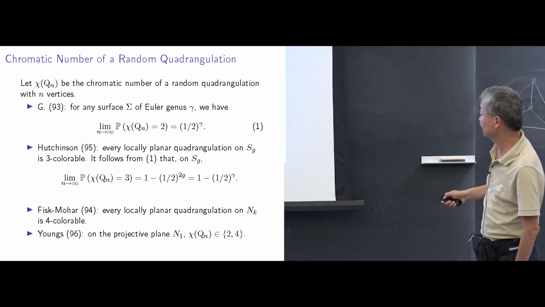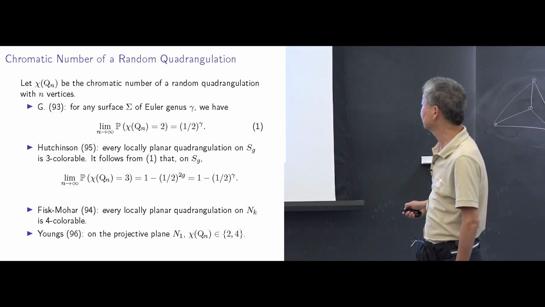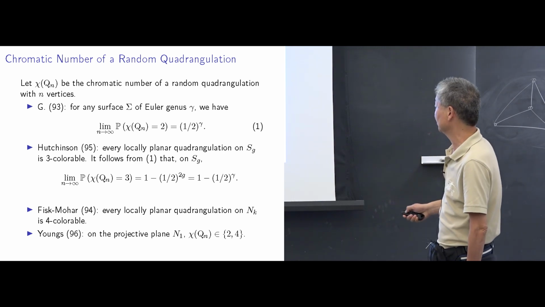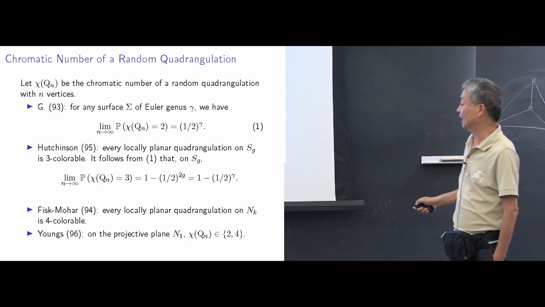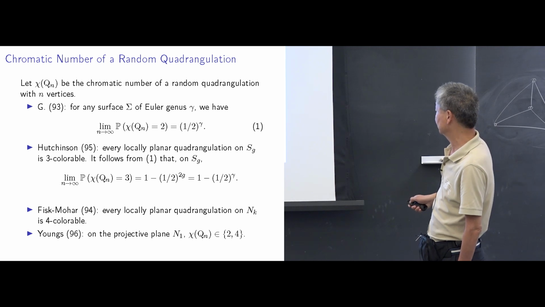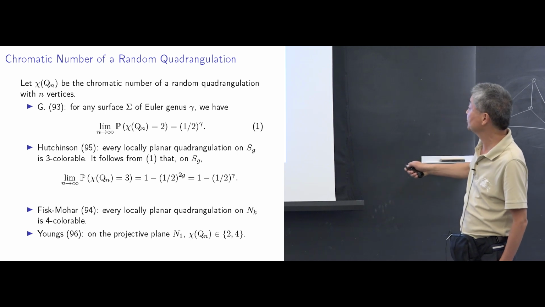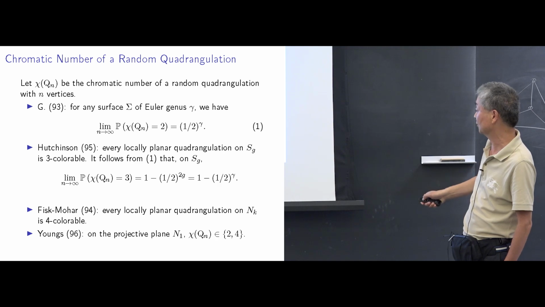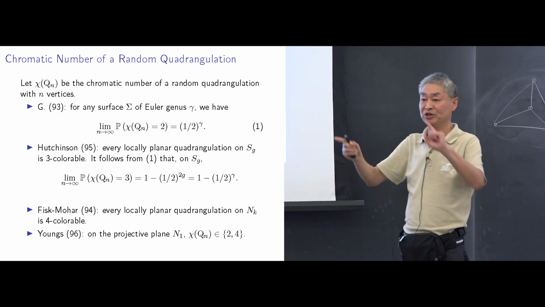The simplest case, of course, is the projective plane, N1. And then there is a result, but let me mention this result first. On non-orientable surfaces, say N sub k, Fisk and Mohar had a similar result, saying that it is always 4 colorable. So you increase the number of colors by 1, from 3 colorable to 4 colorable for quadrangulation. Again, for general maps, you need 5 colors.